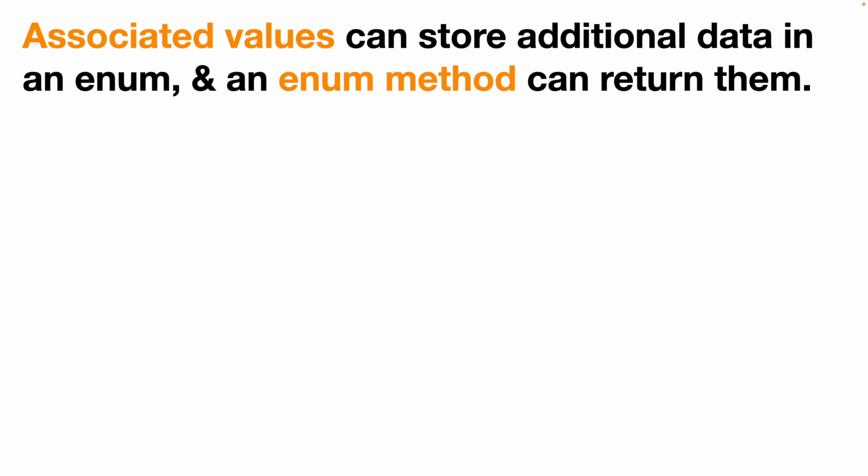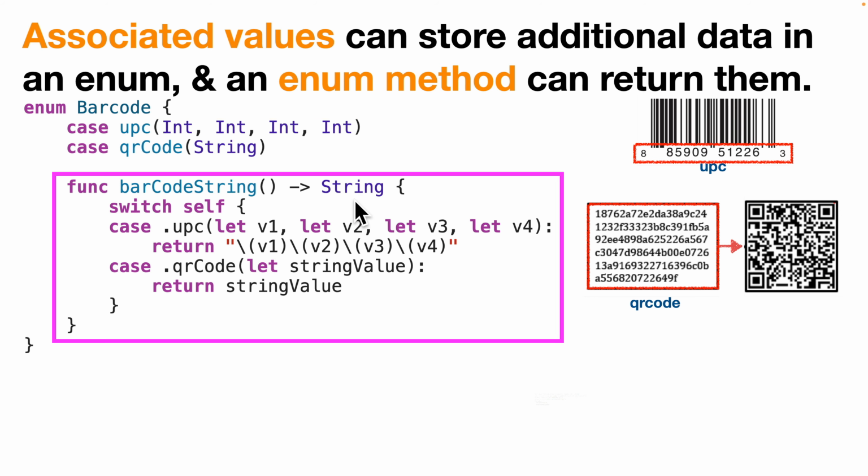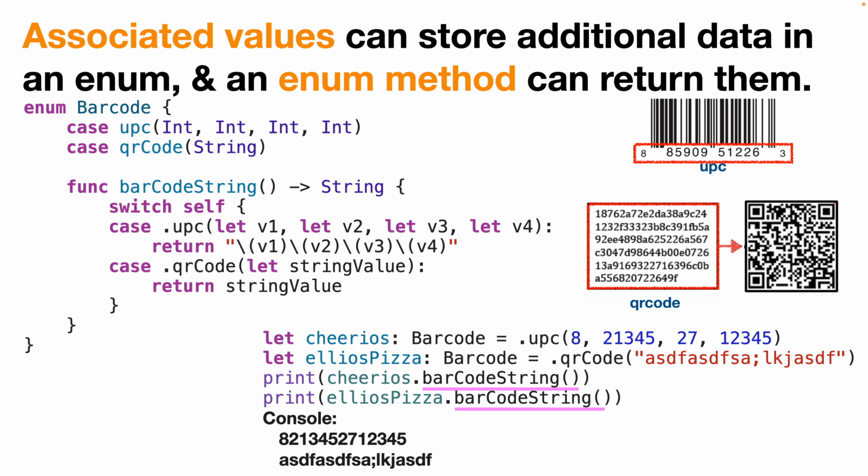And we'll also learn how to create enums with associated types. These are additional values you can store alongside enum cases, like these different values from different kinds of barcodes. And we'll learn how to write a method, a function that's part of the enum, that you can use to return all or part of the enum's associated values.